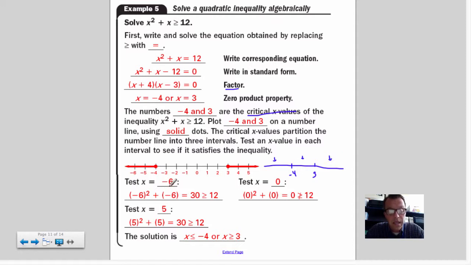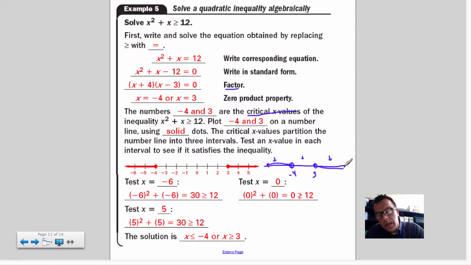They tested -6, which is definitely in that region, and notice that they get that 30 is greater than 12, which is true. So this area would work, and from -4 this is a solution, which is how you would draw that on the number line like they did. Then they tested 0, and notice 0 is not greater than 12, so we would leave this empty. And then they tested 5, which is clearly bigger than 3, and they got 30 is greater than 12, so again this would be shaded.